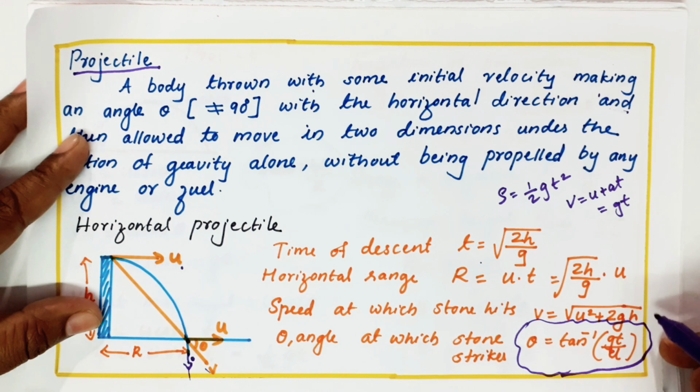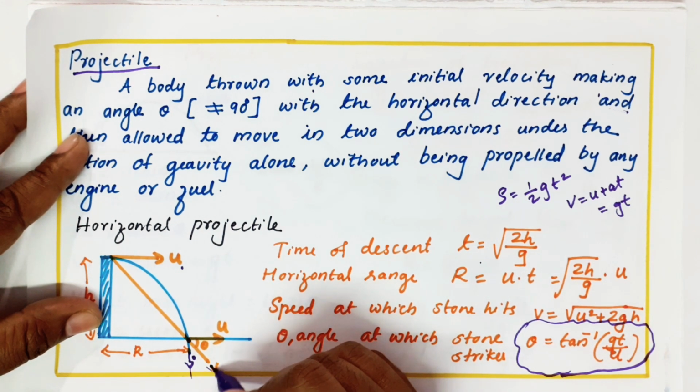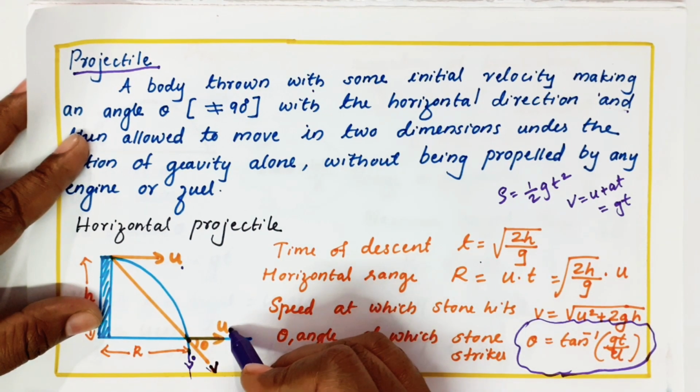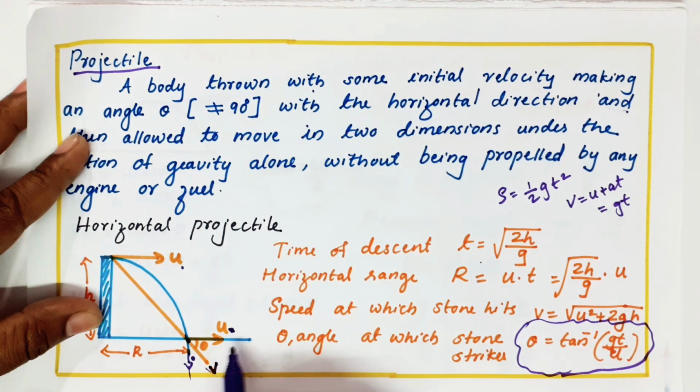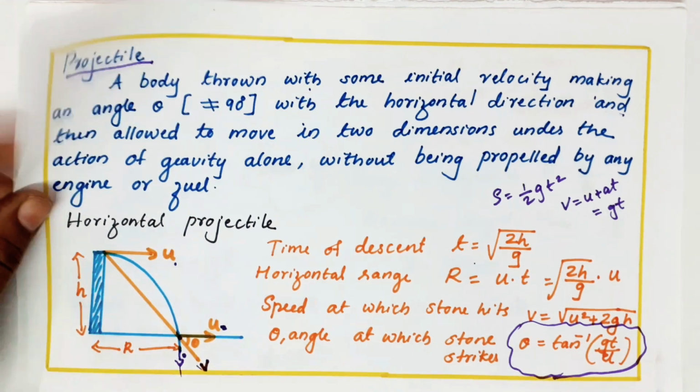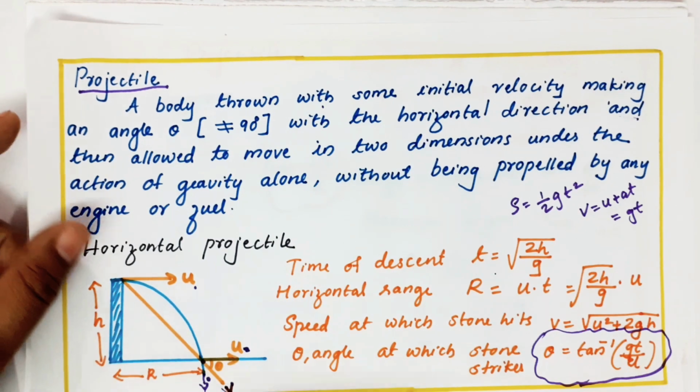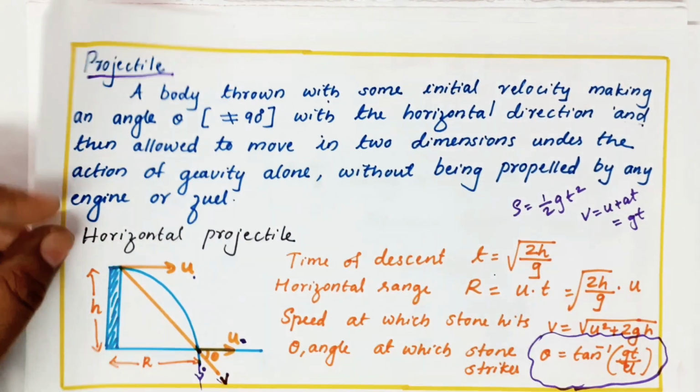Where are we getting this from? We are taking the resultant velocity of this horizontal velocity and this vertical velocity. This velocity is u. Horizontal velocity remains the same for a projectile. Very important point: horizontal velocity remains the same for a projectile. So this is about our horizontal projectile.